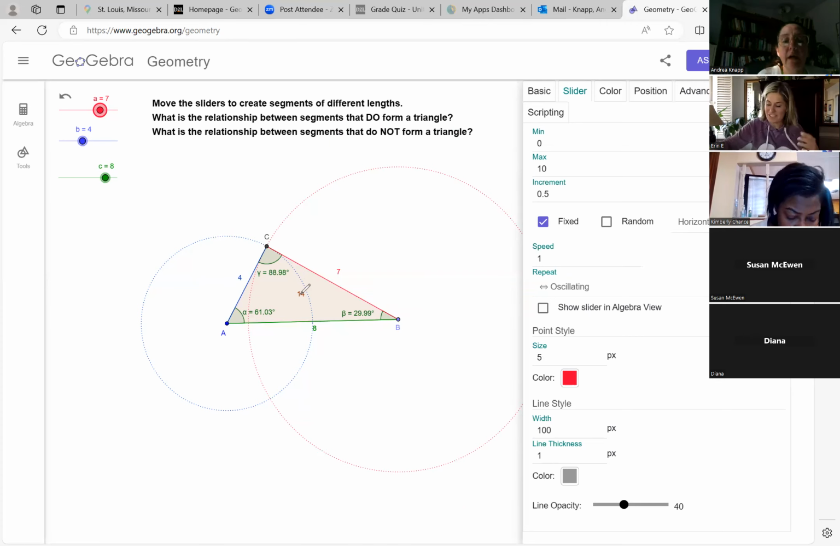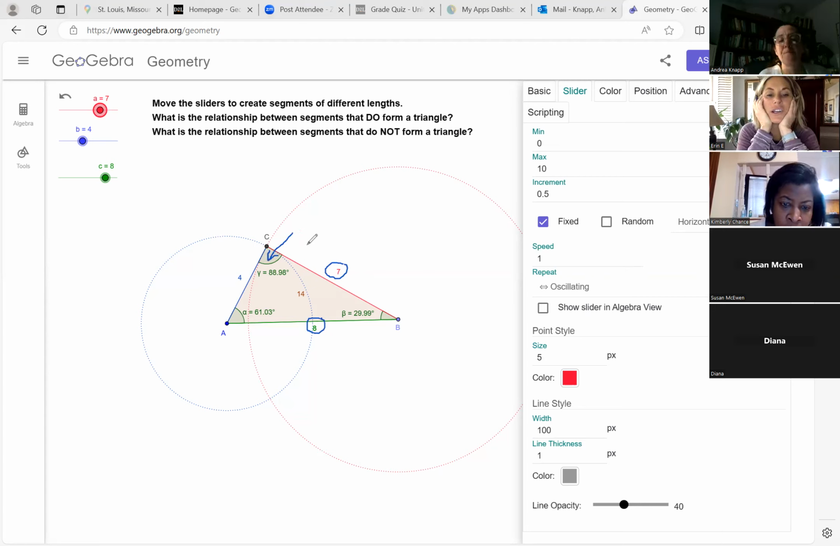Okay, now I see. Given this side is 8 and that side is 7, and you're looking at this angle right here, does that determine a unique triangle? Now look what can happen with this other side.